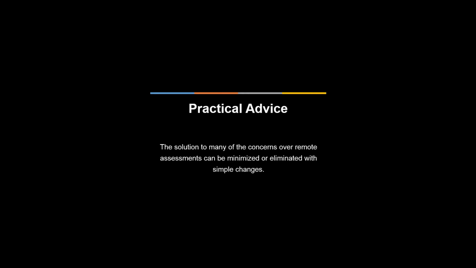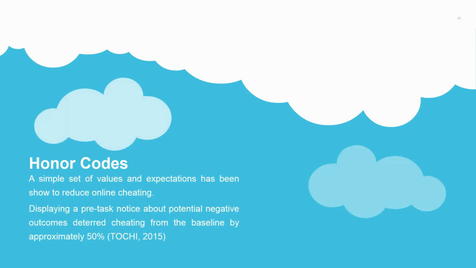And now some practical advice. Honor codes. William and Mary is generally credited with creating the first honor codes in the late 1700s. While the concept of honor codes may seem simplistic, sometimes the simple solution is the best solution. The research on honor codes is mixed, but is simple to implement.